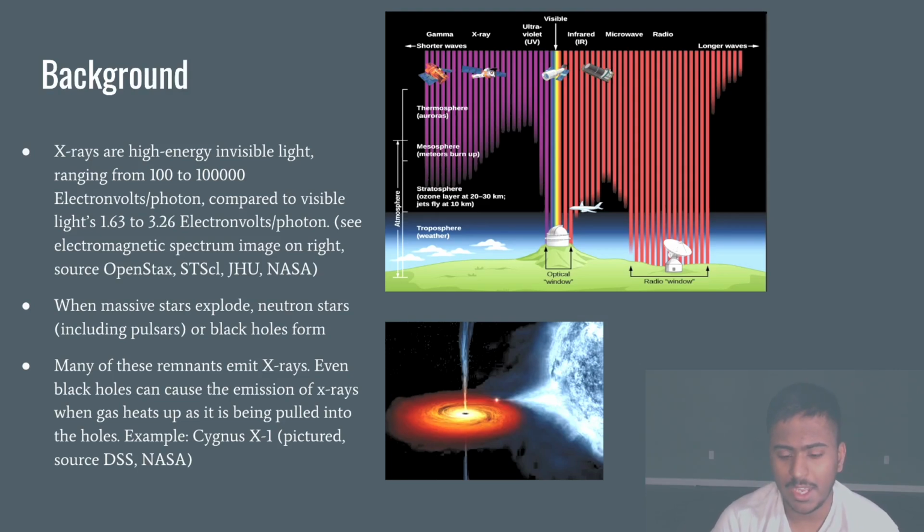Also, gamma rays and X-rays can only be seen through satellites or by going into space, as long as they are emitted from space. Many of these remnants emit X-rays. Even black holes, which do not emit any light, can cause the emission of X-rays when gas heats up as it's being pulled into the holes. For example, in Cygnus X-1, there's a blue supergiant star that is emitting gas, which is being pulled into a black hole. As the gas gets pulled in, it becomes extremely hot, and as a result, emits X-rays.